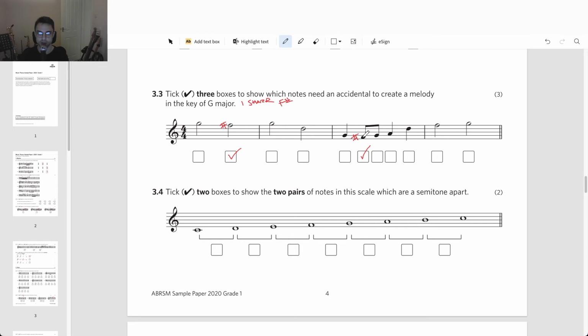And where is our final F? That's a G, no. That's an A, no. That's a D, no. There it is. We need to change that to an F sharp. So we found our 3 notes that need to be given an accidental. Remember, an accidental, what does it mean? It means flat or sharp.